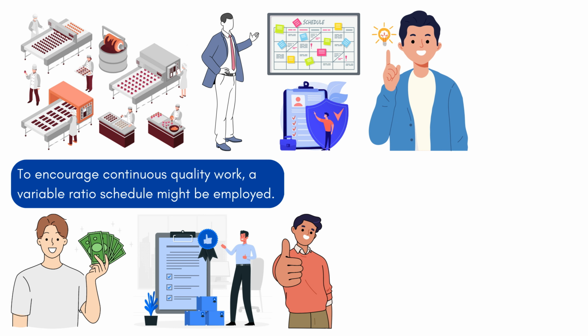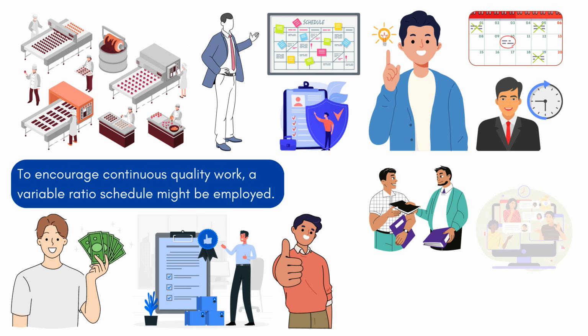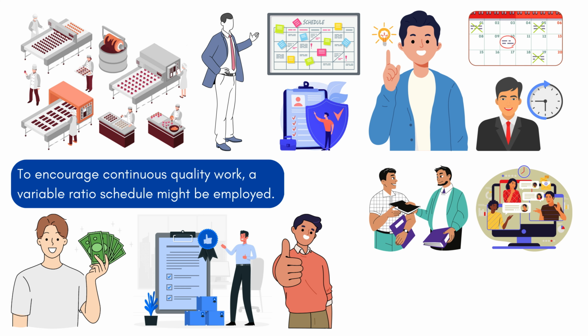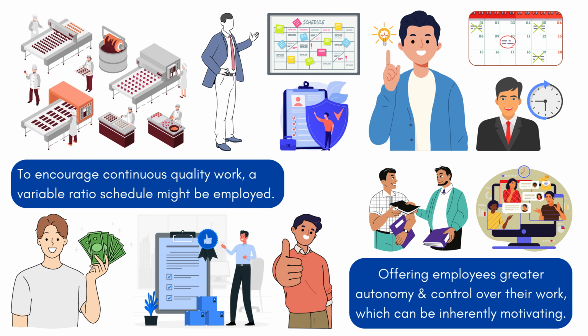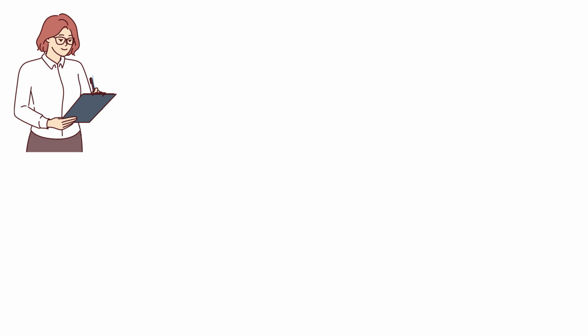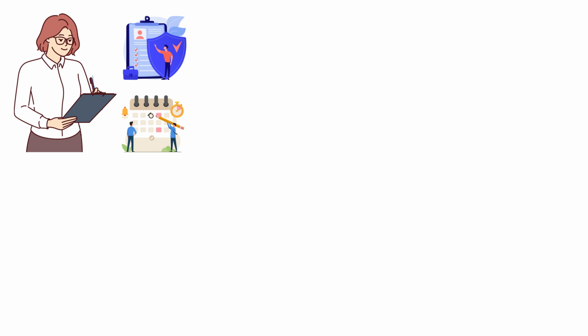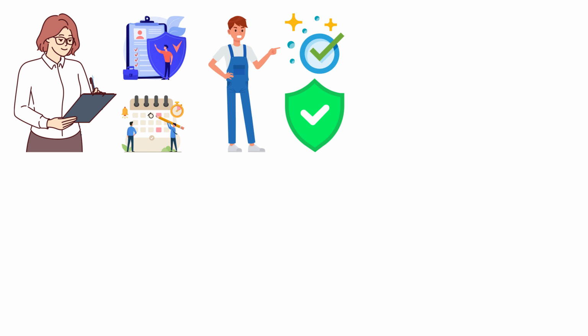Moreover, innovative work arrangements such as compressed work schedules, flex time, job sharing, or telecommuting can be considered forms of structural reinforcement, offering employees greater autonomy and control over their work, which can be inherently motivating. A supervisor with the responsibility for maintaining standards in a chocolate factory could use these various reinforcement methods to achieve their goals. For instance, by applying a flexible work schedule, employees might be more motivated to maintain a clean and safe work environment, knowing that they have some control over their working hours.